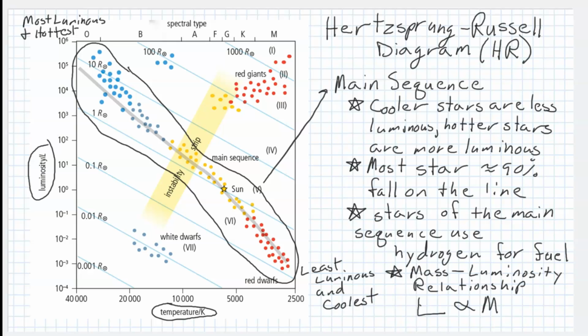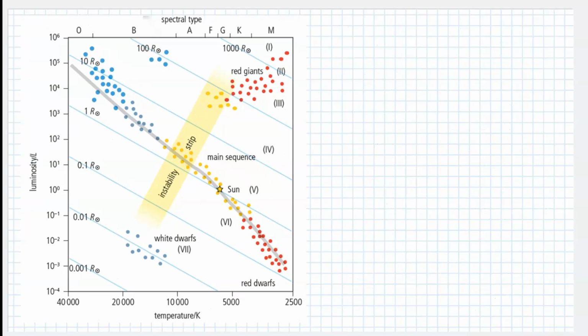The luminosity is proportional to mass to the 3.5, meaning that a small increase in mass will lead to a large increase in luminosity, and that the most massive main sequence stars are also the most luminous. Stars that are not on the main sequence are stars that do not use hydrogen as their fuel source.